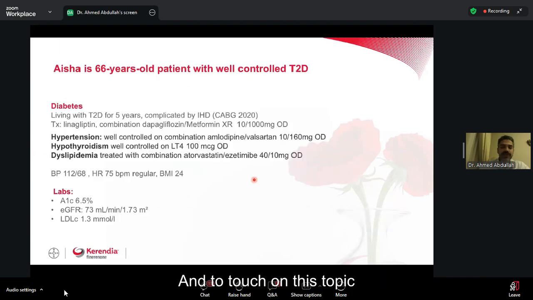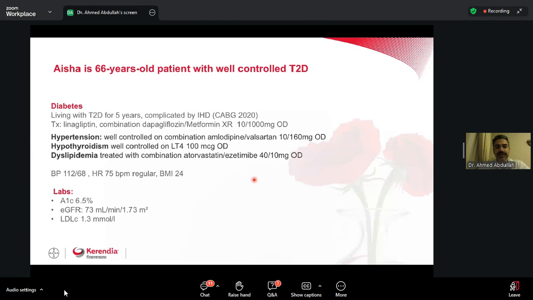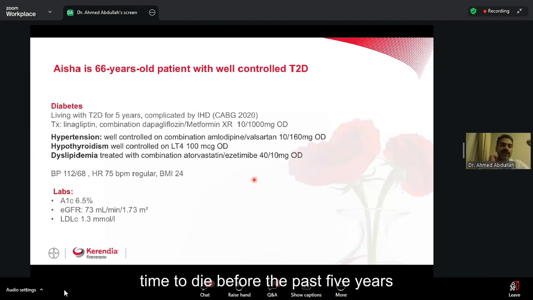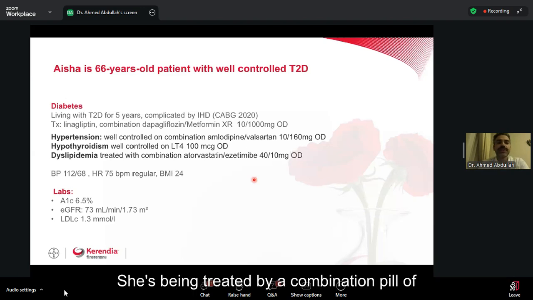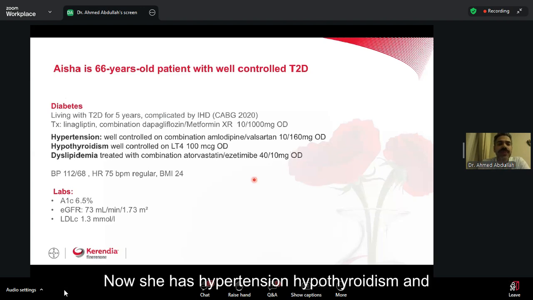And to touch on this topic, I want to bring a case that I've changed the name to Aisha. She is a 66-year-old patient who has well-controlled type 2 diabetes. She's been living with type 2 diabetes for the past 5 years. Now she has ischemic heart disease. She underwent CABG in 2020. She's being treated with a combination pill of SGLT2 and metformin and also a DPP4 inhibitor. Now she has hypertension, hypothyroidism, and dyslipidemia.